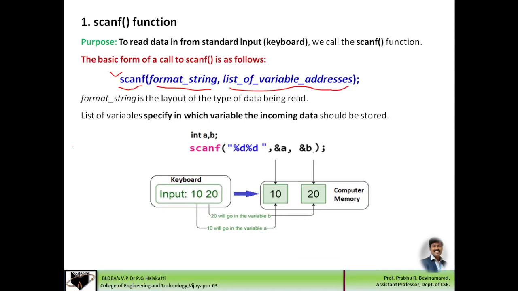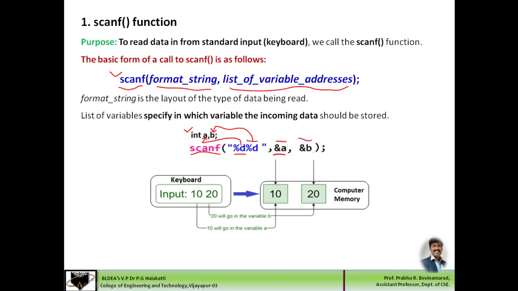So let us consider an example. Here I have declared two variables of type integer, and we have written a scanf statement, and I have specified the format specifiers as %d, %d. The first %d is for the a variable and the second %d for the b variable. So I am telling here I want to read two integer type of the data, and those data I want to store in a variable and b variable.